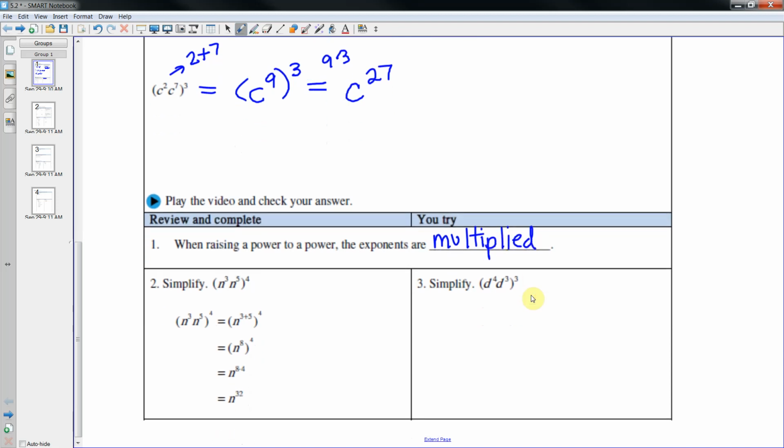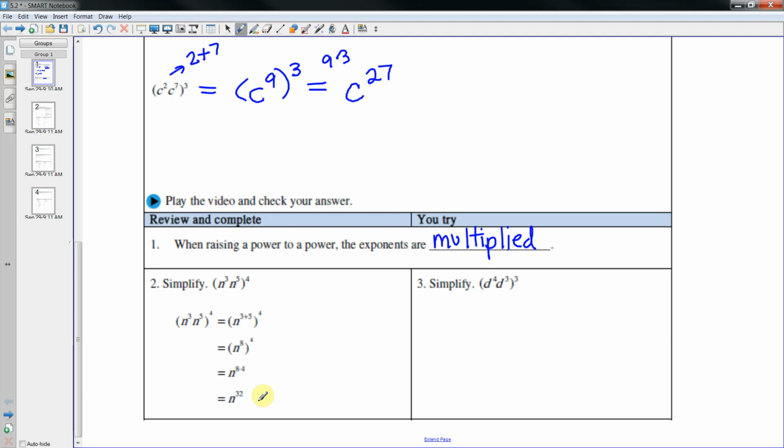All right, let's look at some more examples. Here you can see you've got n cubed, n to the 5th, to the 4th power. So 3 plus 5 would be 8, to the 4th power, and 8 times 4 is 32. So that one works very similar to the one we just did above it.